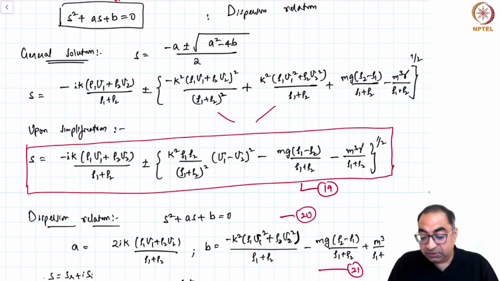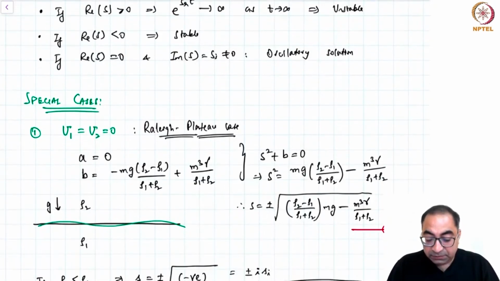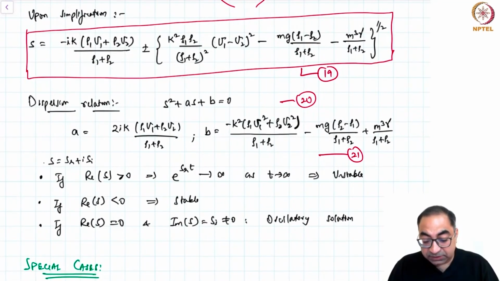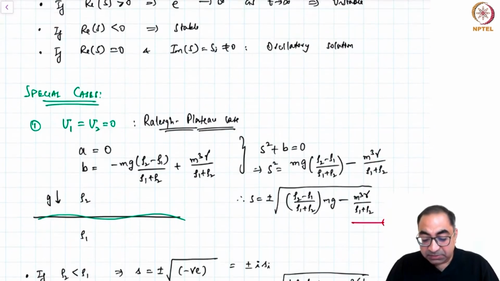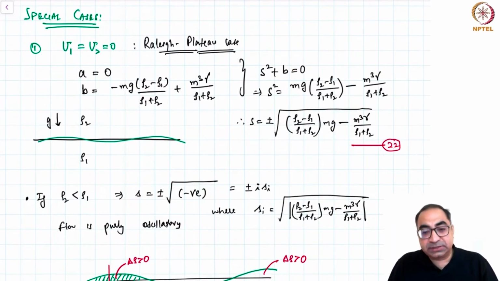Now we can combine this in the form that's shown on your screen. I can write it in terms of a simple quadratic, s square plus a s plus b, where a and b involve all the parameters of the problem, the wave numbers, the velocities, the densities, and so on. This is the most general dispersion relation for when two superposed streams meet at an interface with surface tension present. We can obtain the general solution of this problem, and the general solution is also shown in your screen. That's equation 19, but it's sometimes more useful to look at special cases.